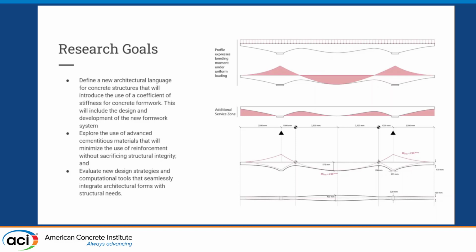So in the top left corner, you see the bending moment diagram that's generated from a uniformly distributed load. By using flexible forms, we're able to place concrete where it's actually needed to resist the moment and remove concrete where it isn't as necessary to have. By doing this, you can reduce concrete usage by about 30%.